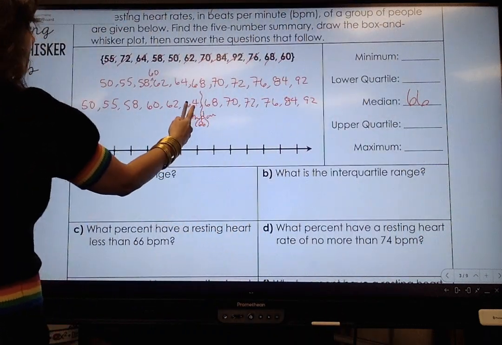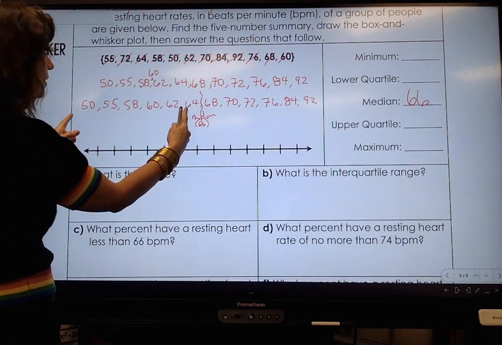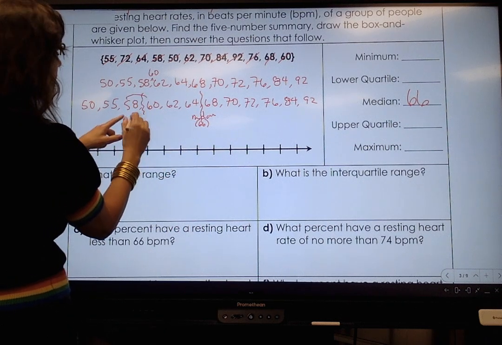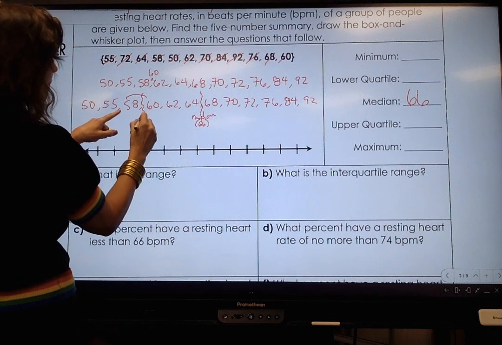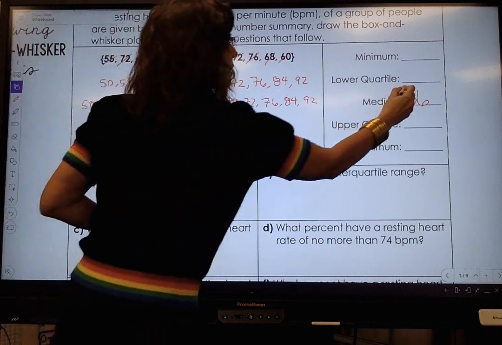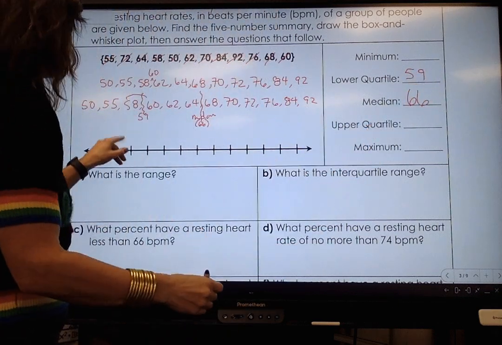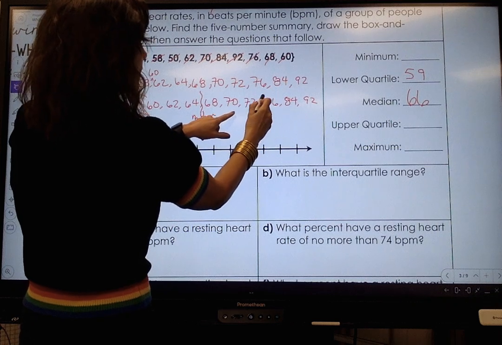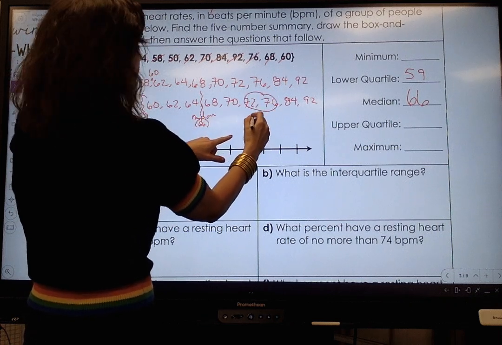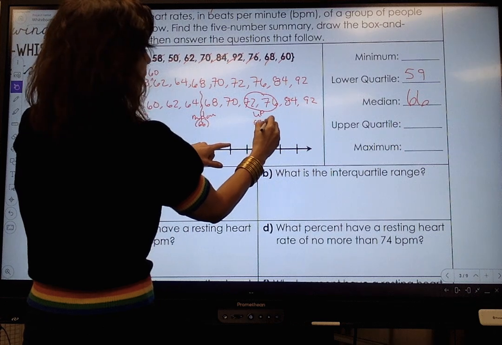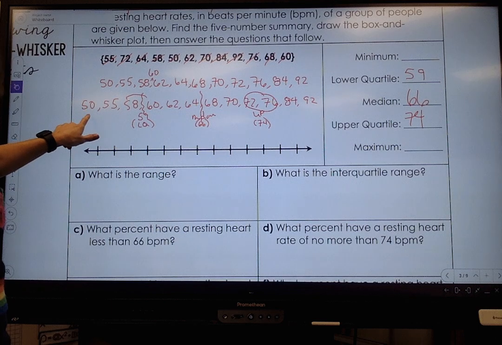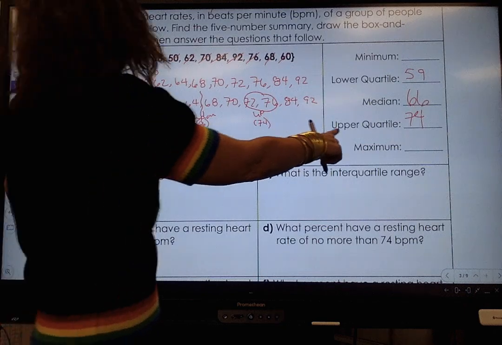Now you've got to find the median of your lower data, and that's going to be the lower quartile. So here, smack dab in the middle, 58 and 60 divided by 2 is going to be 59. So 59 is going to be your lower quartile. And then over here, your upper quartile is going to be between 72 and 76, which would give you a 74. So 74 is going to be your upper quartile. Your minimum value is this 50, and your maximum value is going to be 92.